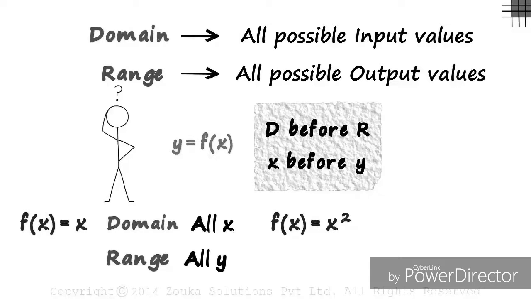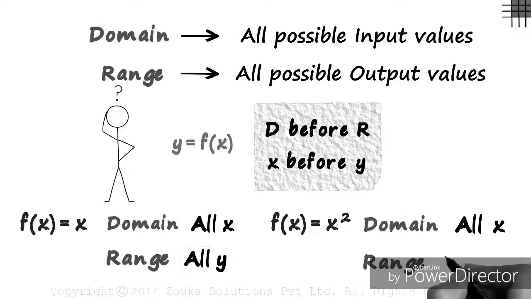Here's the second function. F of x is equal to x squared. What will be the domain and the range of this function? Try it out. The input x can take any value, so the domain will be all x. The range is interesting. Will it be all y? It will be all y greater than or equal to 0. Why? Because the square of any number cannot be negative. It will always be non-negative.